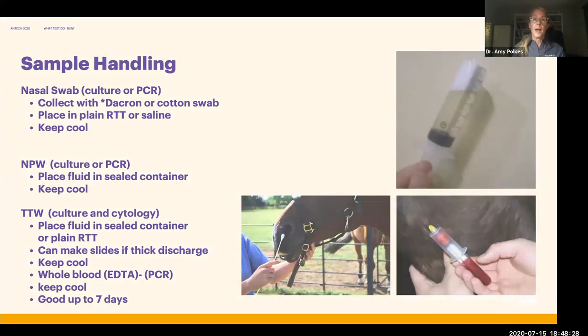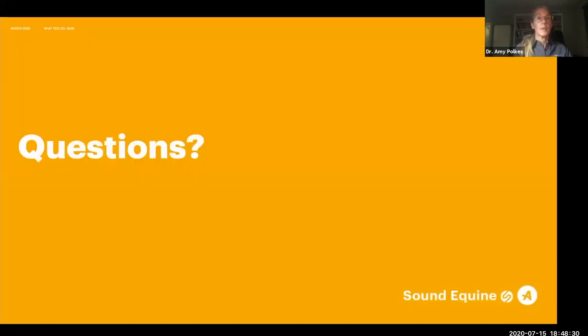So now I'm going to stop for questions on respiratory disease testing before I move on to gastrointestinal diseases. Okay, Dr. Polkes, the first one is, I just got a nasal swab PCR positive for Strep equi zoo, and the culture final does not. What do I do with that? And the culture final, what was that? It does not. I guess it did not identify anything. Okay.